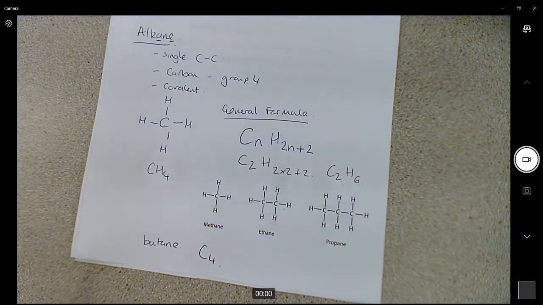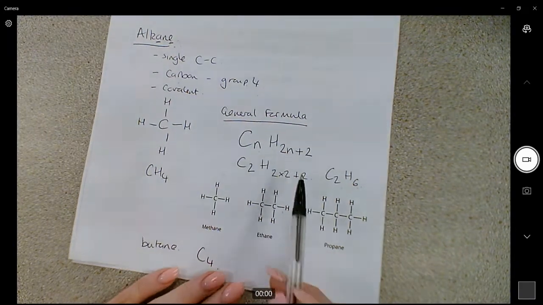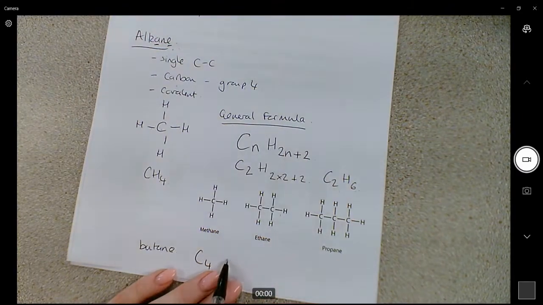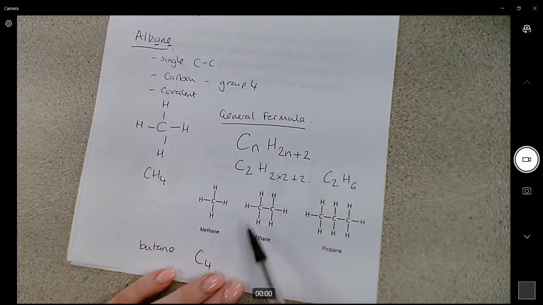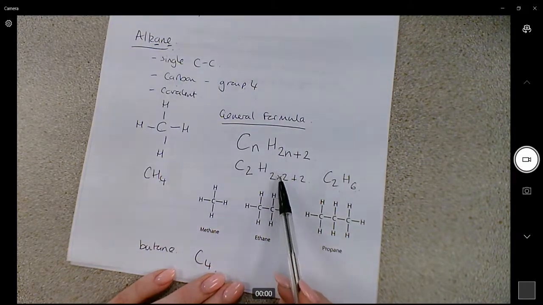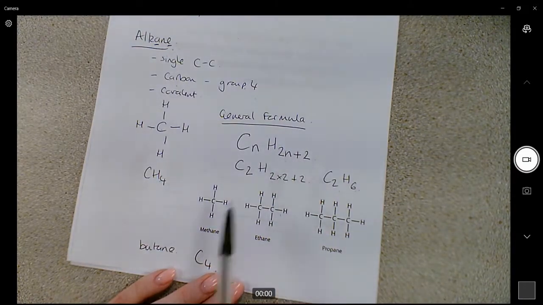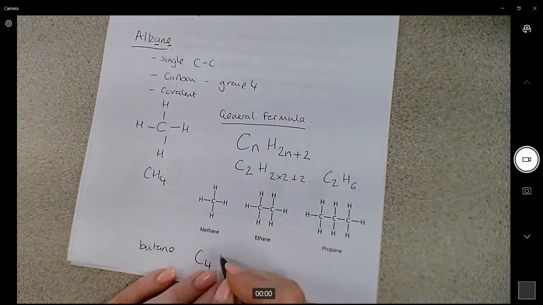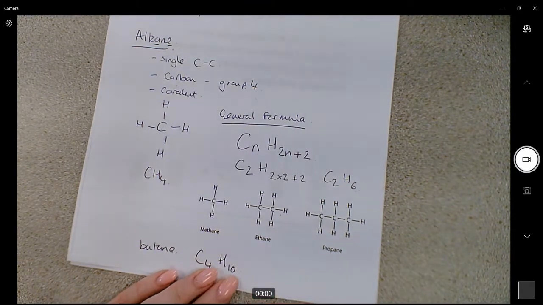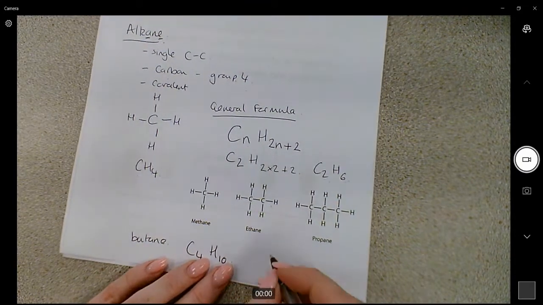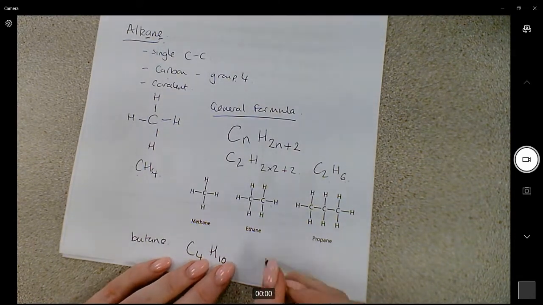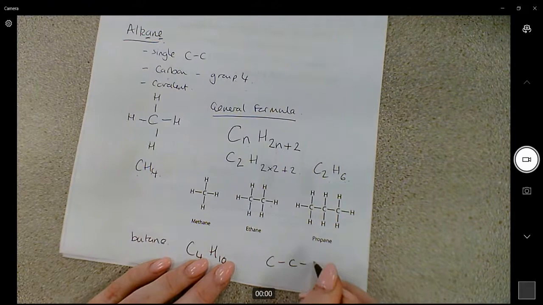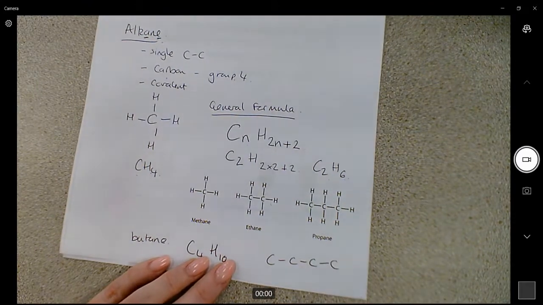Okay, so hopefully you've been able to do that. So let's have a little look. I'm going to use my general formula to predict the amount of hydrogens. I know that if my carbon number is 4, I would do 4 times 2 and then add 2 onto that. So that would give me a hydrogen number of 10. So following the rules, which is that each carbon has to have 4 lines or 4 bonds, I can see quite easily that I've got my 4 carbons laid out like that.